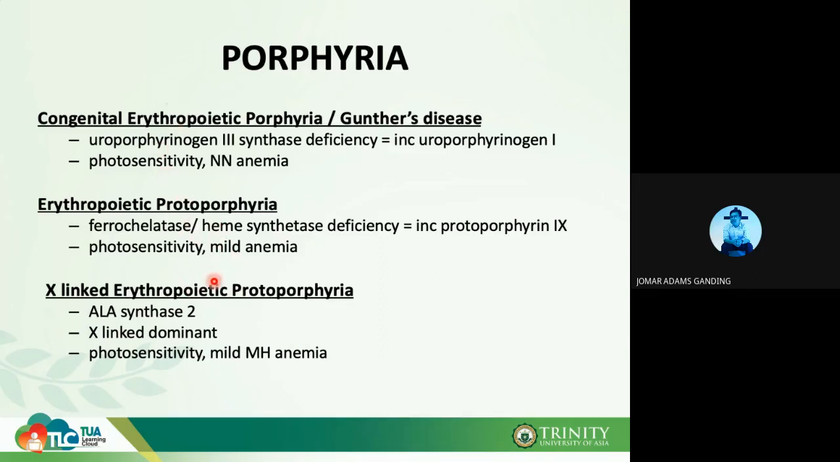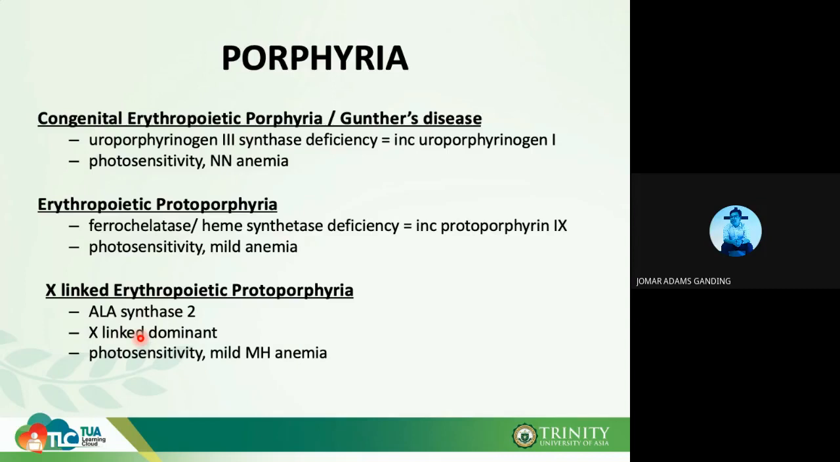So all of these three are different from one another because of the enzyme that is deficient. In here, the one deficient is uroporphyrinogen 3 synthase. In this one, there is a deficiency in ferrochelatase or heme synthase. And here, there is a deficiency in ALA synthase. Okay? ALA synthase.